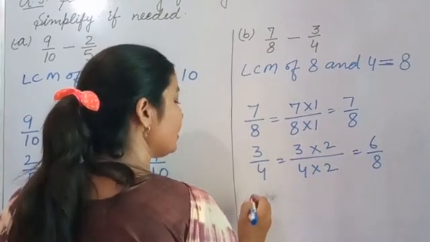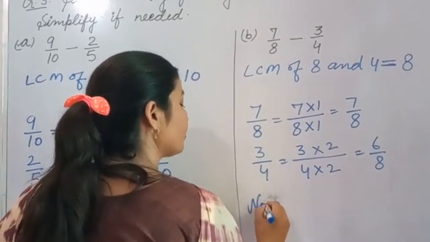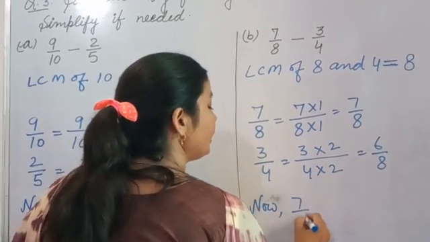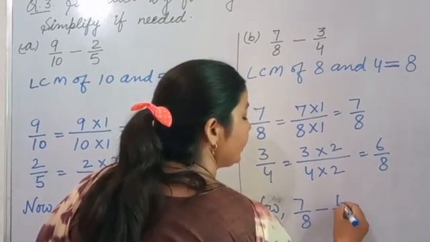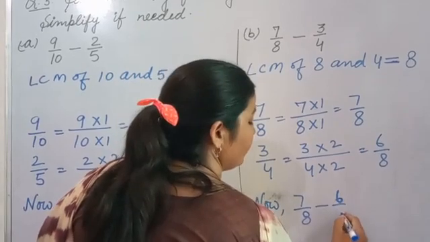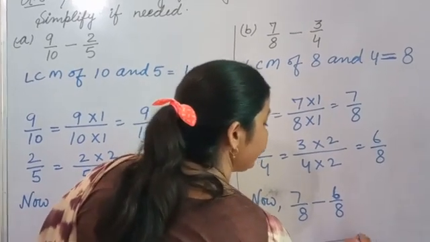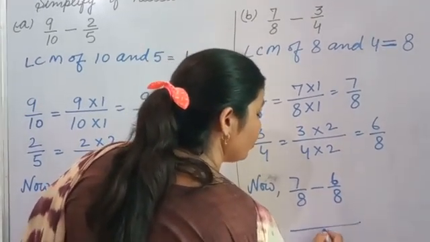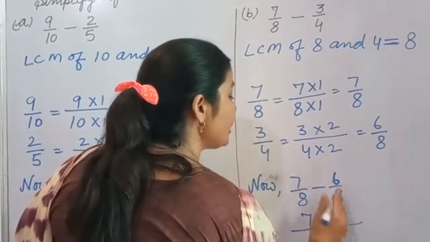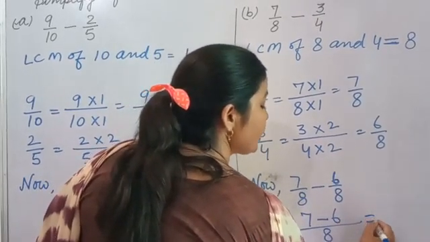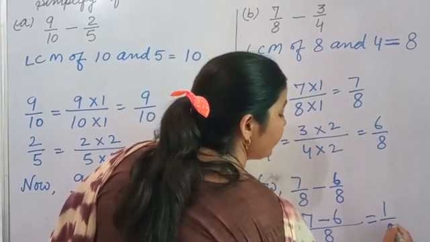So we can subtract. So now 7/8 minus 6/8. Now both denominators are 8. So we take here common denominator 8. Now here is 7 minus here is 6. 7 minus 6 is 1/8.